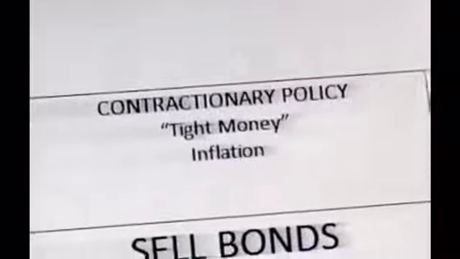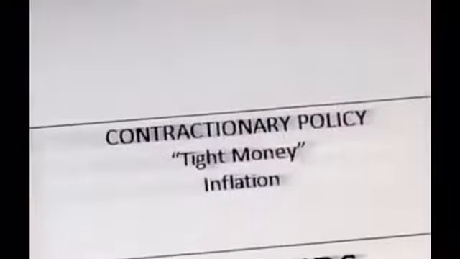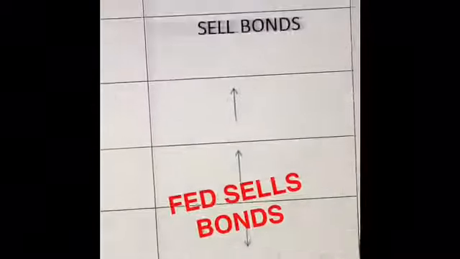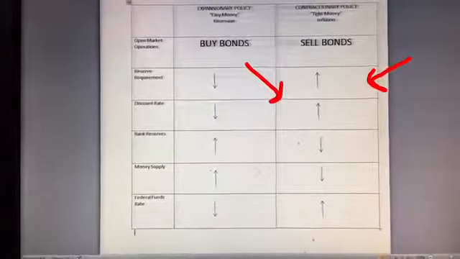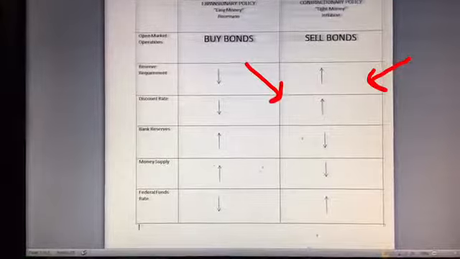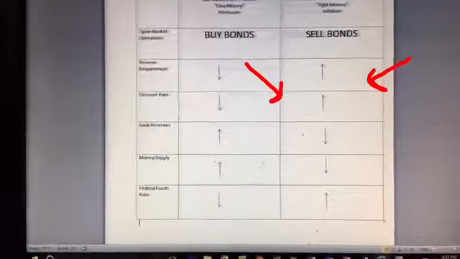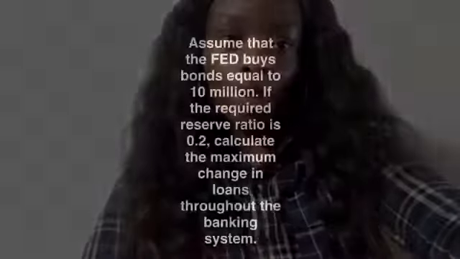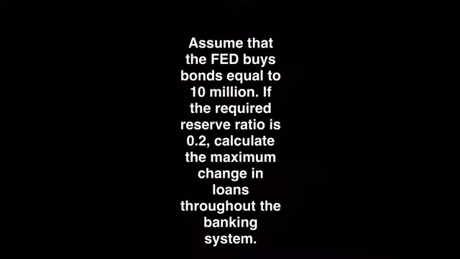Now we're going to move on to contractionary policy, also known as tight money, used for inflation. In a contractionary policy, the Fed sells bonds. The reserve requirement will increase, the discount rate will increase, bank reserves will decrease, money supply will decrease, and federal funds rate will increase. Now that I have finished going over contractionary and expansionary monetary policies, we're going to move on to a scenario. Assume that the Fed buys bonds equal to 10 million. If the required reserve ratio was 0.2, calculate the maximum change in loans throughout the banking system.